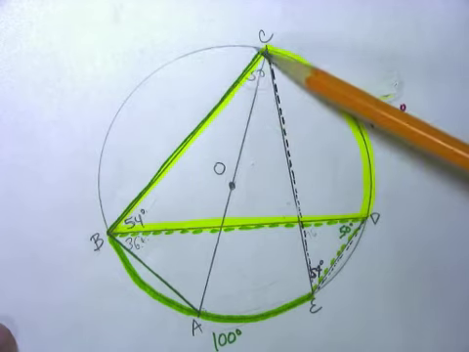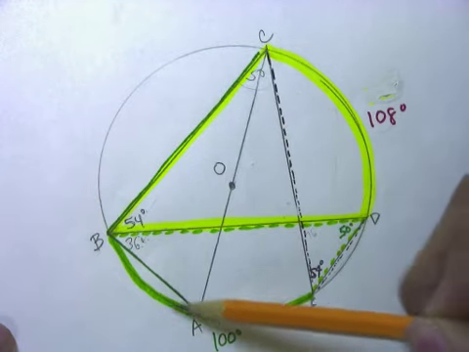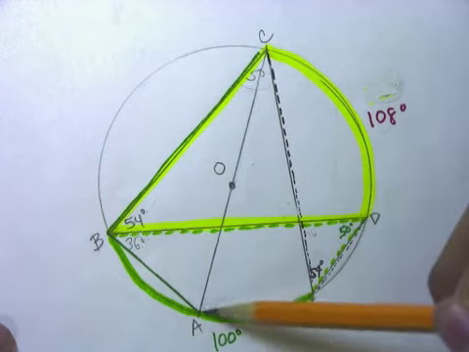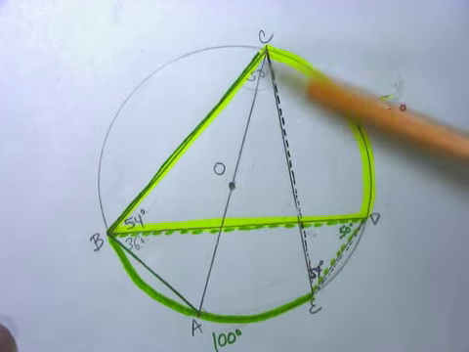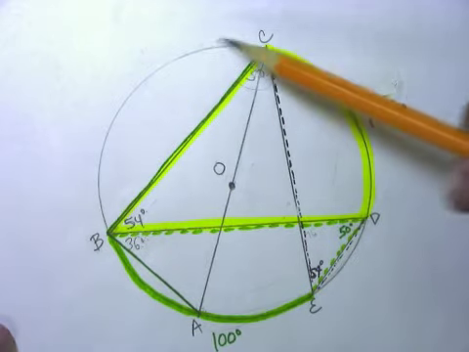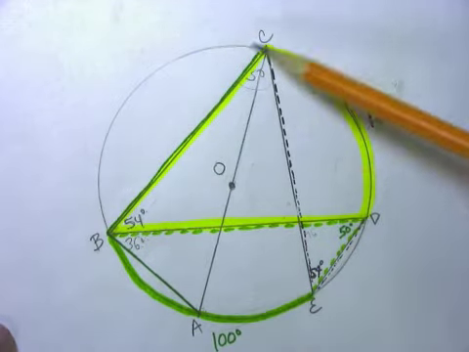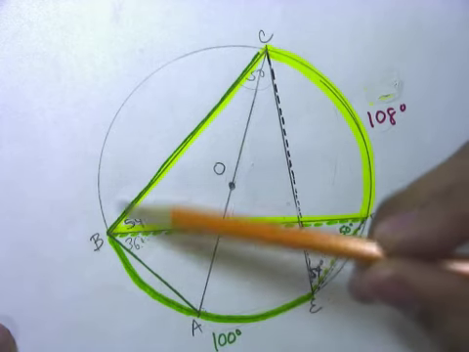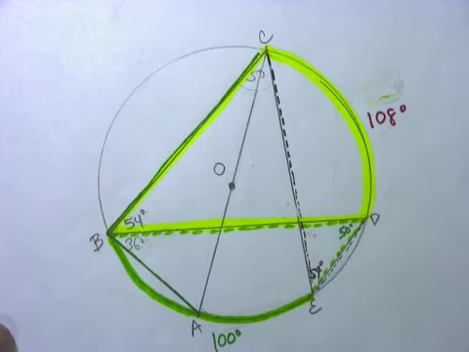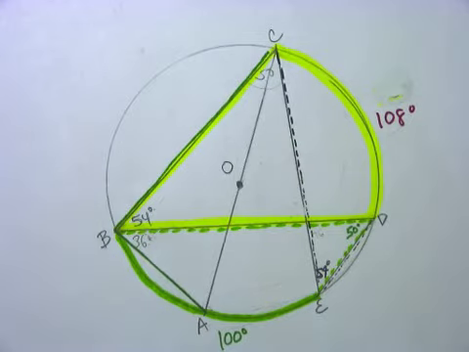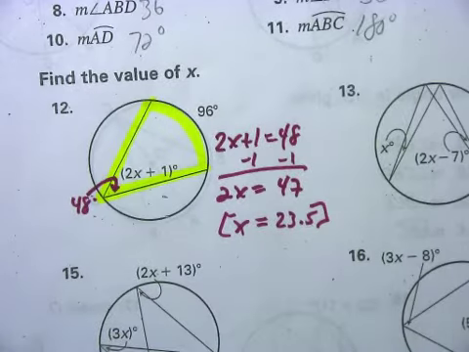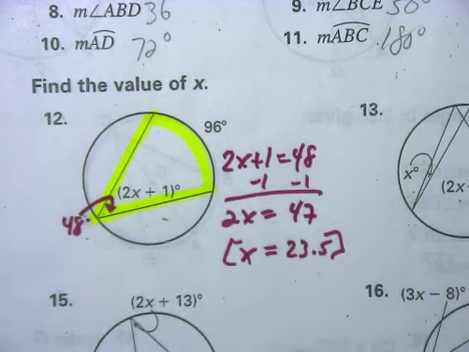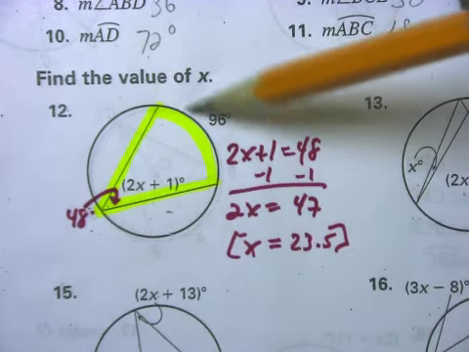And finally, the last question, number 11, is asking for the measure of arc ABC. Here is my arc ABC, and if you notice, the endpoints of this arc are A and C, which are a diameter. And you know a diameter creates a semicircle, and a semicircle has 180 degrees in it. So the measure of arc ABC is going to be 180 degrees. And now we move on to the last question, which is question number 12.